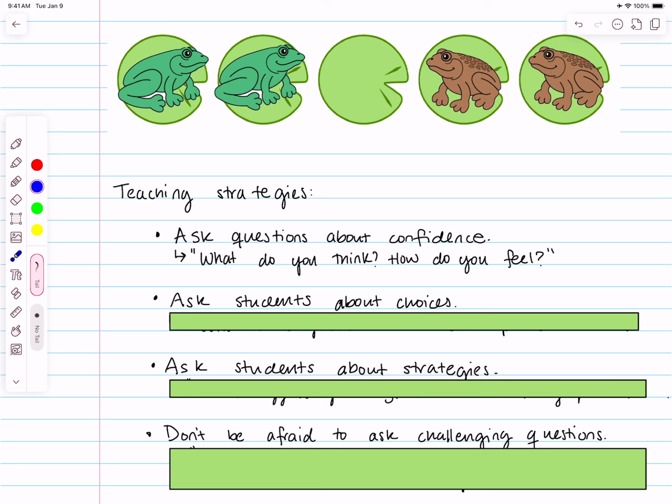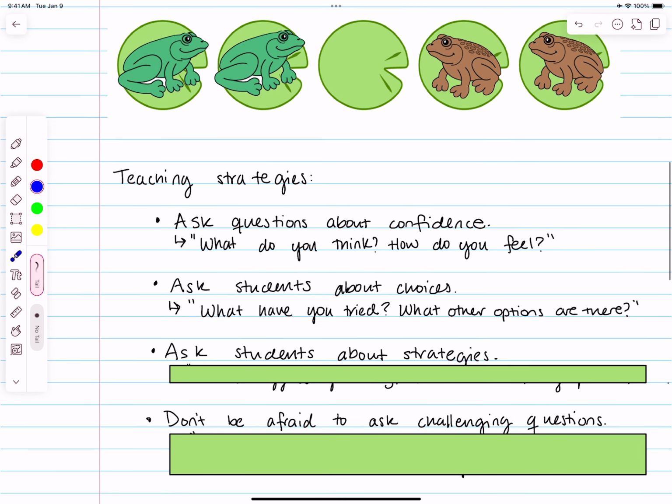Tip 2 is you want to ask students about choices. So when a student is stuck or something, instead of jumping in and showing them the correct answer, ask them about the choices they made. You can ask them to start from the beginning. You can ask them to sort of explain some of the things that they've tried so far. And ask them what other options are there. So as you go through the game, you can say, okay, you made this choice here. Are there other choices you can make, right? So really illustrating how many different ways there are to go through this activity will help students explore more.